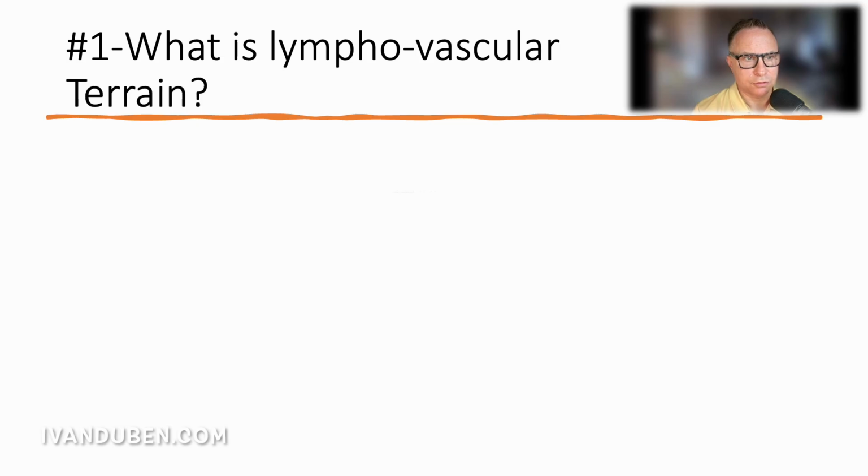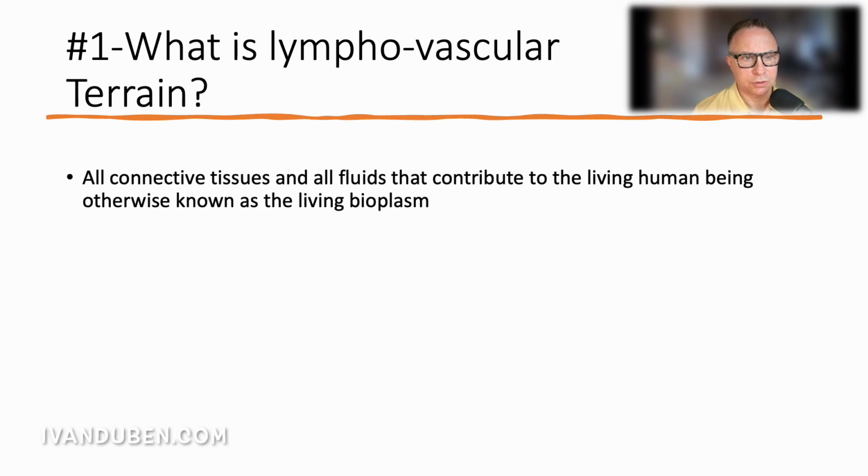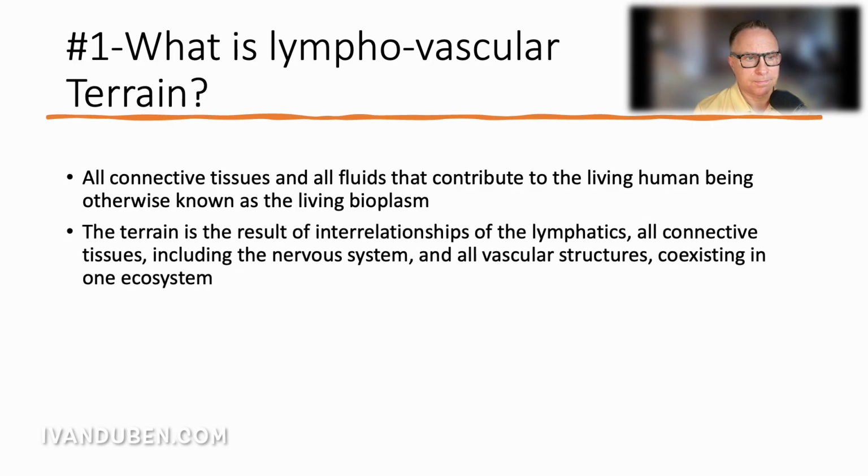What is lymphovascular terrain? All connective tissues and all fluids that contribute to the living human being, otherwise known as the living bioplasm. That includes a microbiome and in particular the epithelial lymphatic cells. The terrain is a result of interrelationships of the lymphatics, all connective tissues, including the nervous system and all vascular structures coexisting in one ecosystem. That also includes the mucosal barriers.